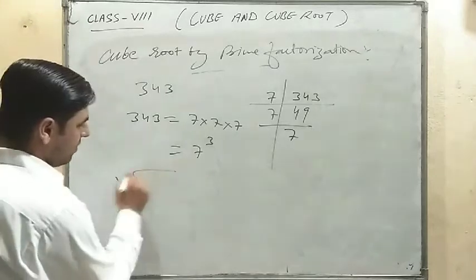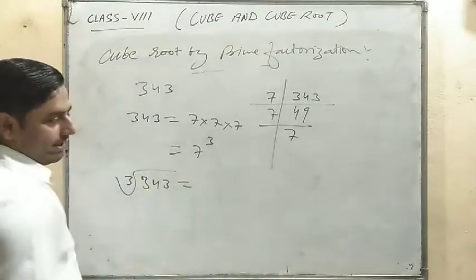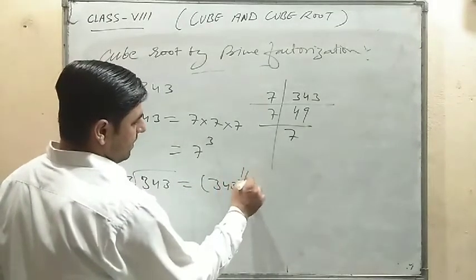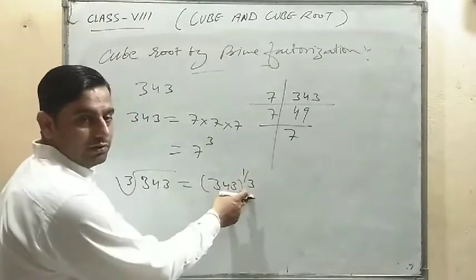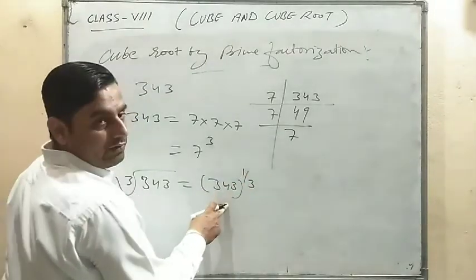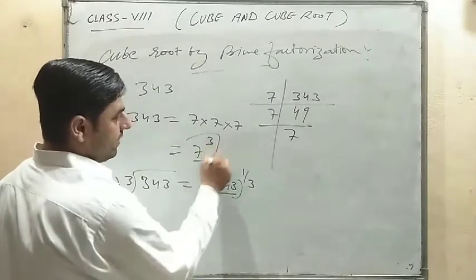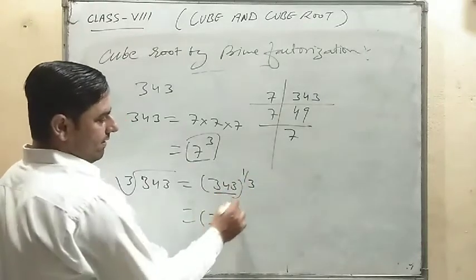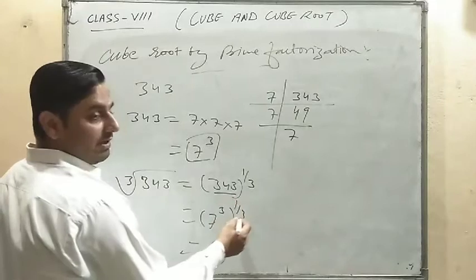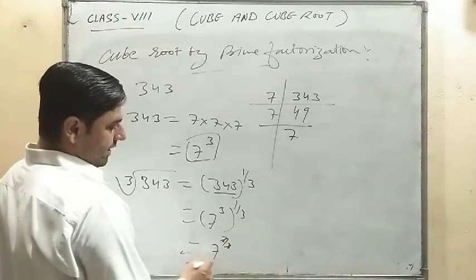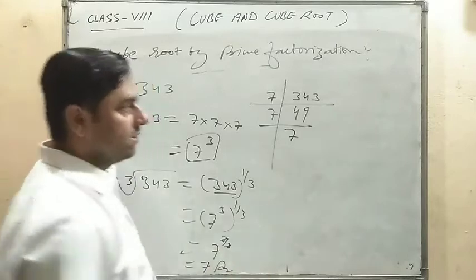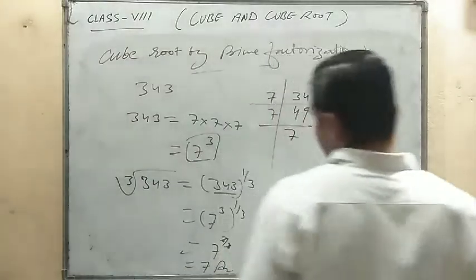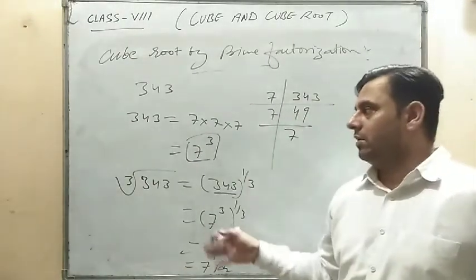So what is the cube root of 343 by prime factorization? The cube root of 343 means 343 to the power of 1 upon 3. You know very well that 343 is equal to 7 cube. So 7 cube will be multiplied by 1 by 3, meaning its power will be multiplied, and 3 by 3 will be eliminated. So the answer is 7. The cube root of 343 is 7. By this method you can find the cube root of any number.